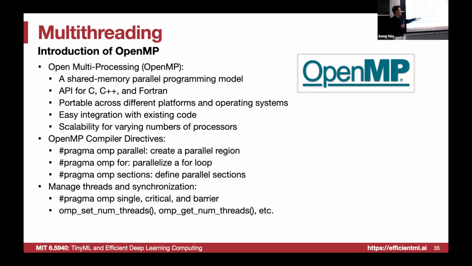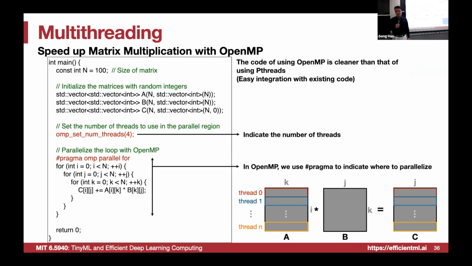It gives you several compiler directives, like pragma omp parallel to create a parallel region, and pragma omp for to parallelize a for loop, and also define parallel sections. And also we can define those barriers, single, critical, and barriers, and also get the number of threads, those kinds of interfaces. Using those interfaces, we can very easily write parallel programs. So just 2 lines of code can immediately turn your non-parallel code into parallel code.